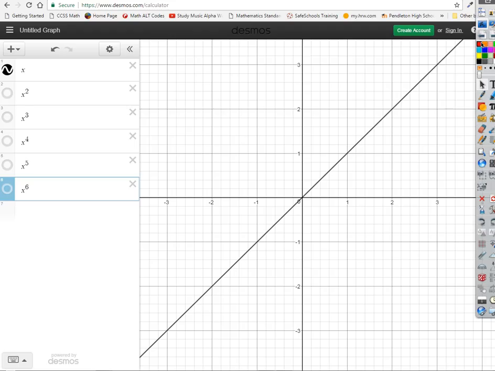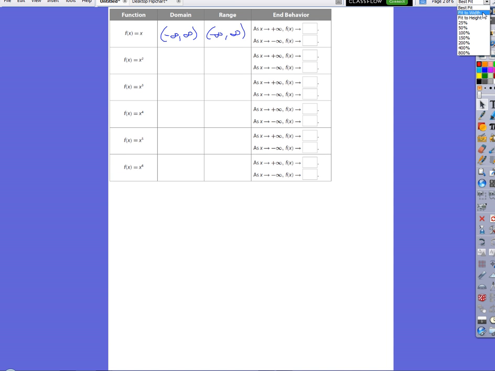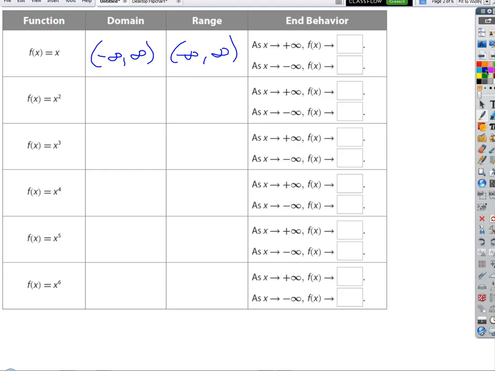What about as x approaches negative infinity, meaning as he goes to the left forever, what's happening vertically? Well, it's going to negative infinity, right? So we can fill those in. Positive infinity, negative infinity, right? Everybody agree? Okay. Next line, let's look at x squared.